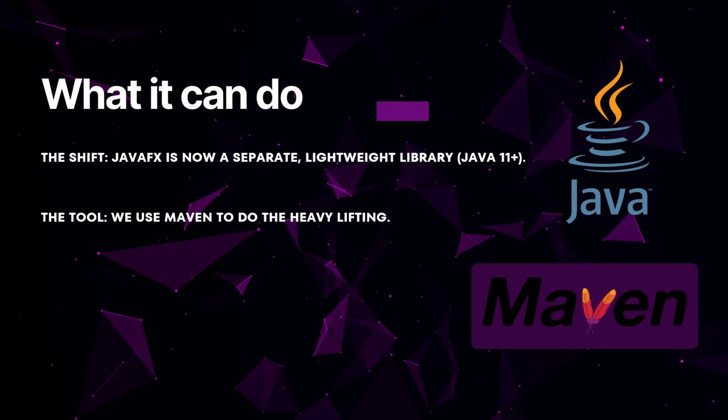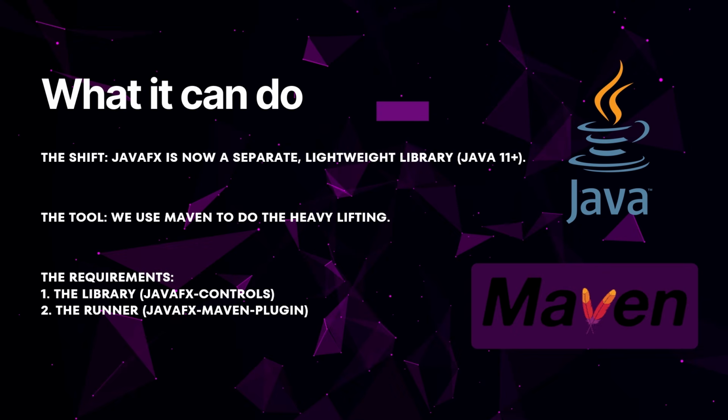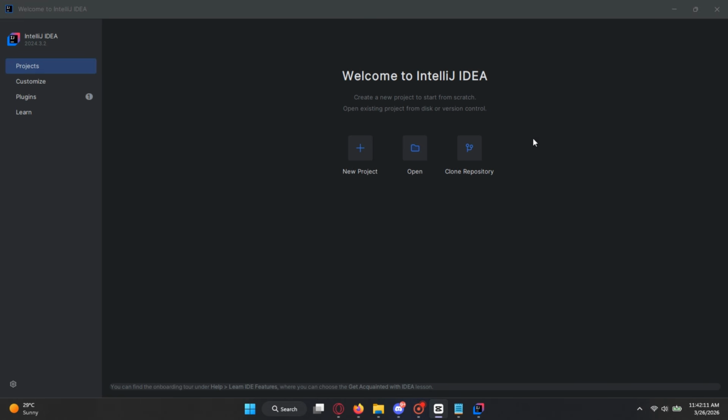Because it is separate, we have to tell our project to download it. Instead of doing that manually, we use a build tool called Maven. Maven handles all the messy downloading and linking for us automatically. To set this up, we only need to give Maven two instructions: fetch the JavaFX library so we can write the code, and grab the JavaFX plugin so we can actually run the application. Let's look at exactly what that means in the code.